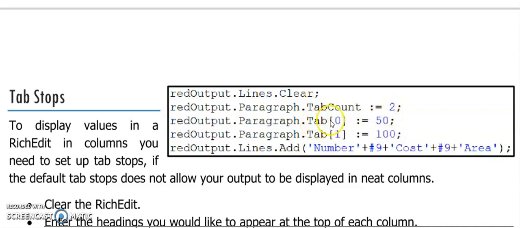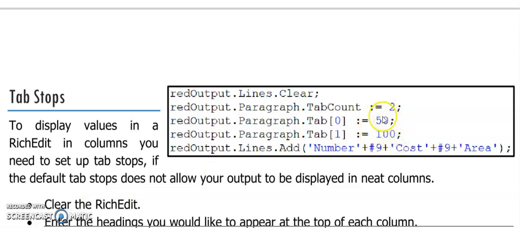And we start with the first tab. The tabs are indexed. Remember, the square brackets indicate indexes or position number, and tab 0 is the first tab. And I want it to stop 50 points from the left of my rich edit. The second tab would be tab number 1. I want this one to stop at 100.